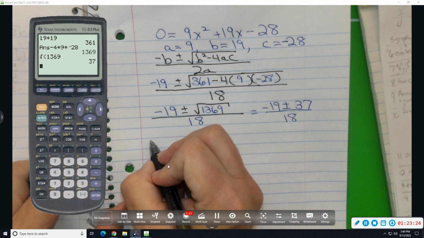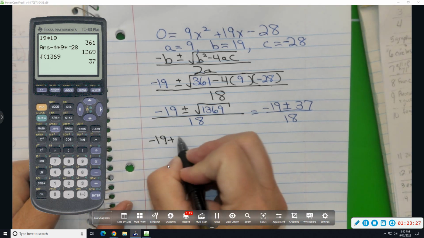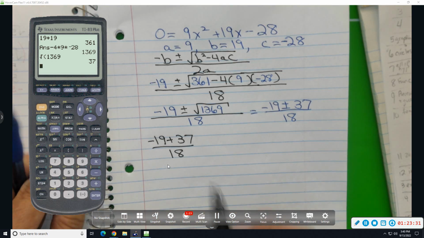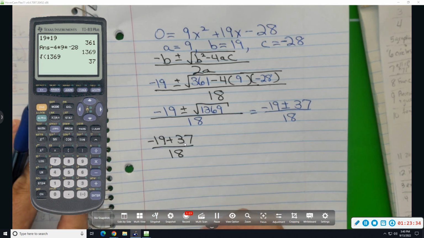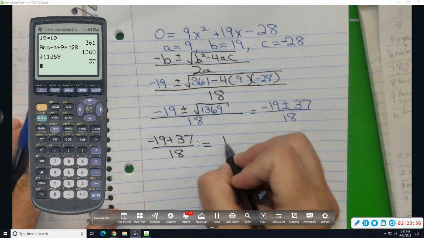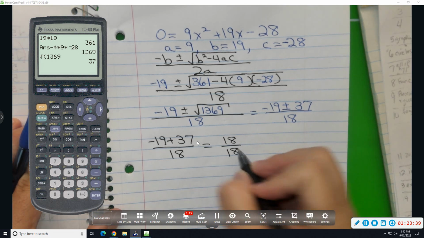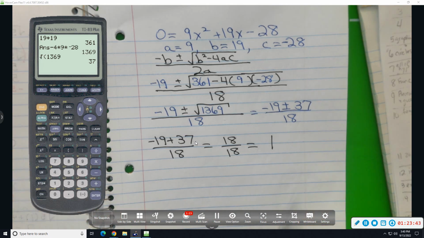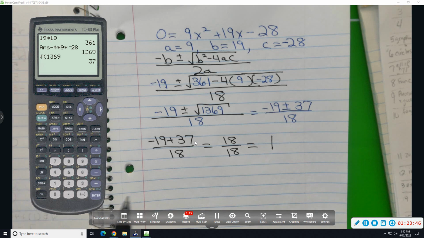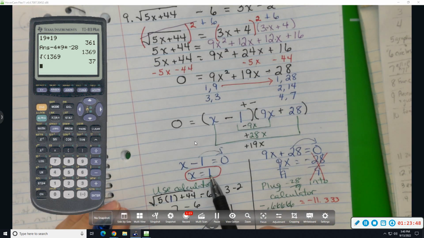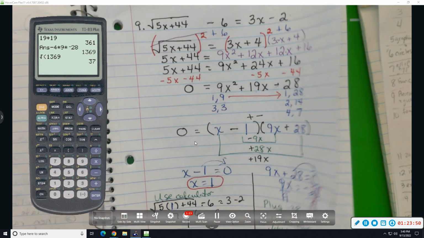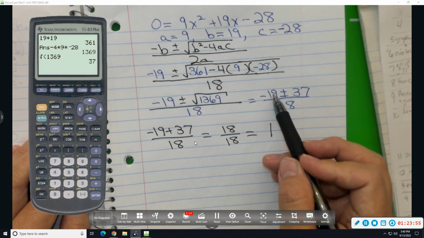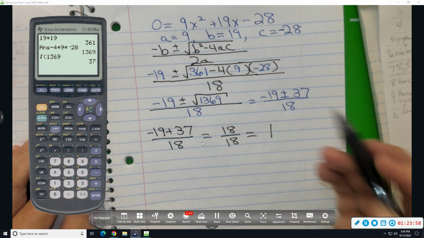We have negative 19 plus 37 all over 18. Well, negative 19 plus 37, isn't that a positive 18? 18 over 18, what is that going to give us? 18 divided by 18, 1. Isn't that what Tony got when he was factoring? That's one of them right there. 1. Let's do the other one. The other option is that minus. Negative 19 minus 37.